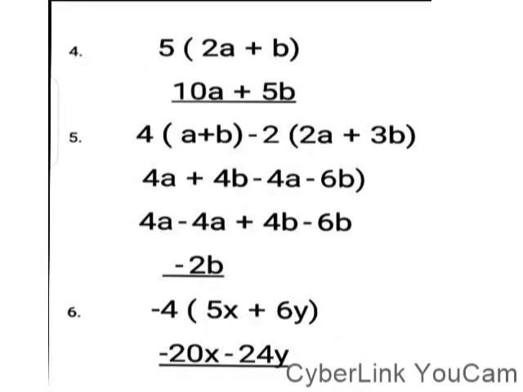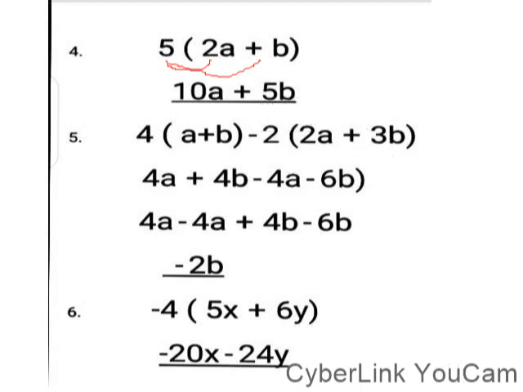Then number 4. Question number 4. Here we have 5 bracket 2a plus b. This time around 5 is attached to the bracket, so we multiply 5 by everything we have inside the bracket. That is to say 5 times 2a, after which 5 will equally times plus b. So let's take a look at it now. 5 times 2a will give us 10a, plus 5 times plus b will give us plus 5b. So that's the answer to the question.